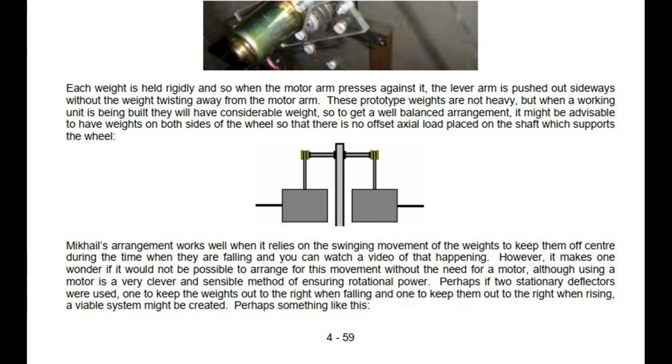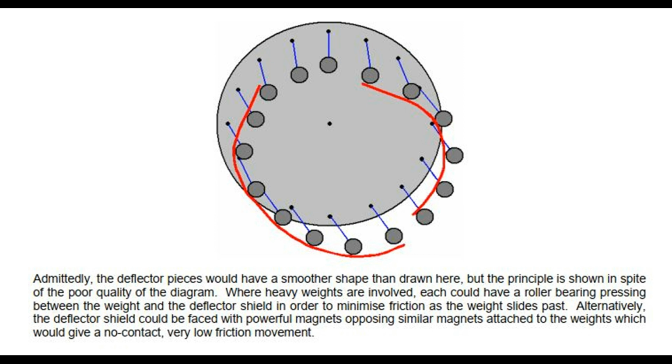Perhaps if two stationary deflectors were used, one to keep the weights out to the right when falling and one to keep them out to the right when rising, a viable system might be created. Perhaps something like this. Admittedly, the deflector pieces would have a smoother shape than drawn here, but the principle is shown in spite of the poor quality of the diagram.